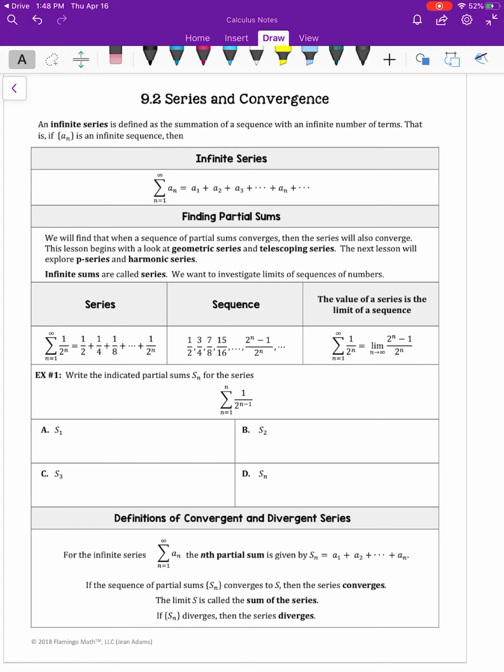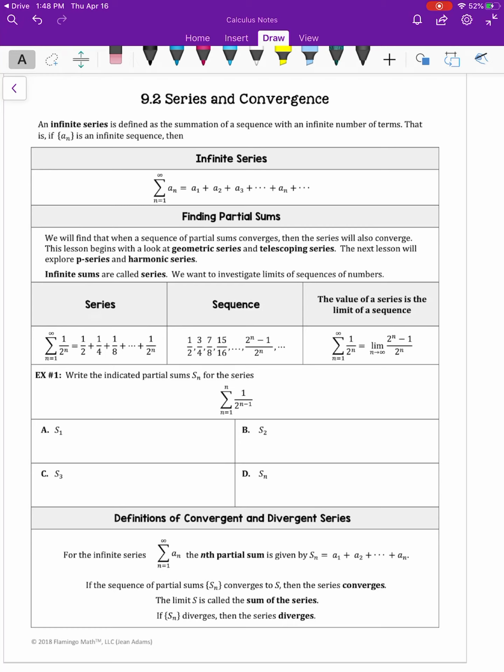9.2 Series and Convergence. An infinite series is defined as the summation of a sequence with an infinite number of terms. That is, if the sequence a sub n is an infinite sequence, then the infinite series is defined as the summation from n equals 1 to infinity of a sub n. So that would be a sub 1 plus a sub 2 plus a sub 3 plus dot dot dot plus a sub n plus dot dot dot.